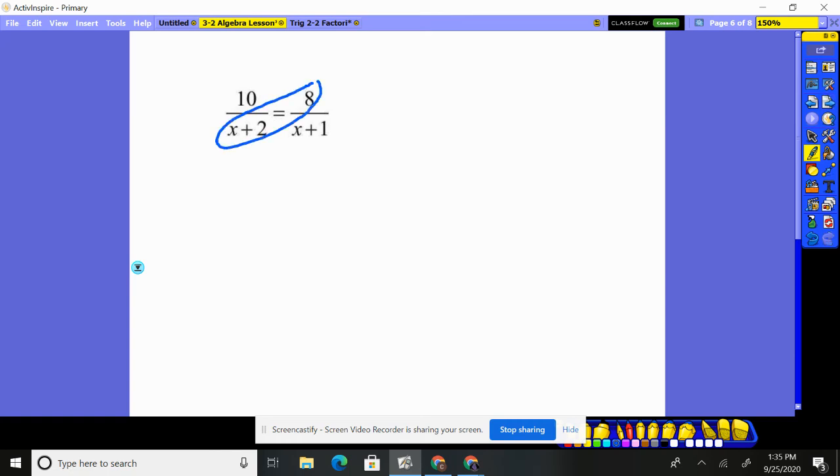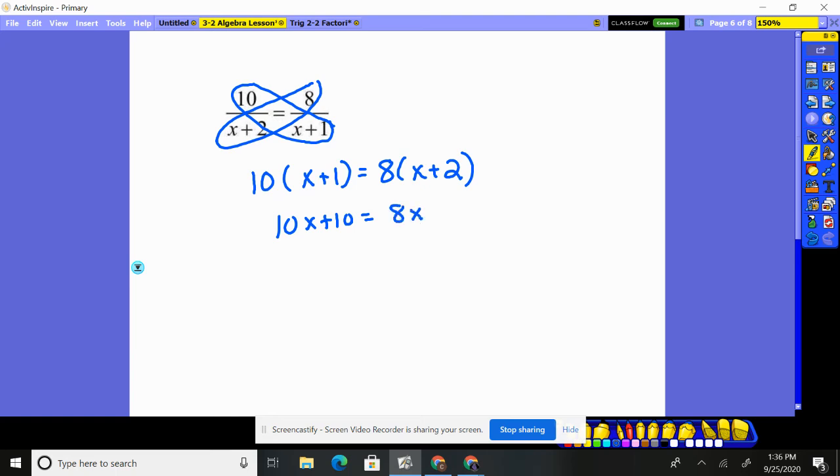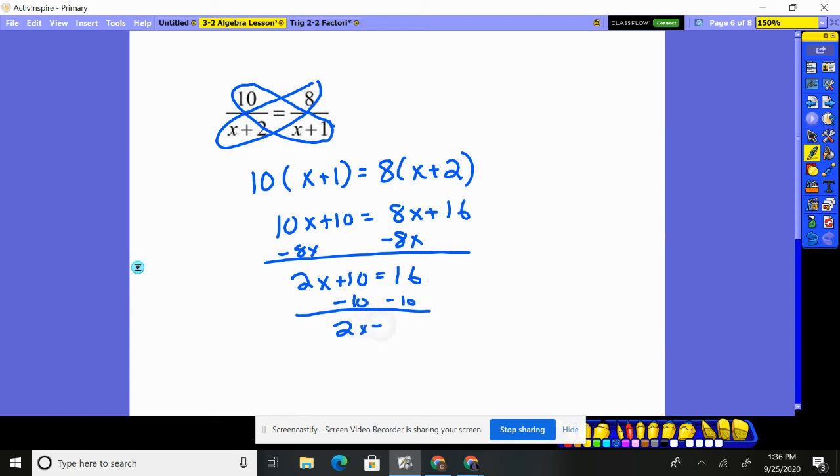These multiplied will equal those multiplied. And again, that's true because the two fractions are equal. So 10 times an x plus 1 will equal 8 times an x plus 2. Distribute through, 10x plus 10. Distribute the 8 through, 8x plus 16. Subtract your 8x from both sides, getting your variables together. 2x plus 10 is 16. Now move my number over. 2x is 6. Dividing by 2 gives me my value of x is 3 again in this situation.